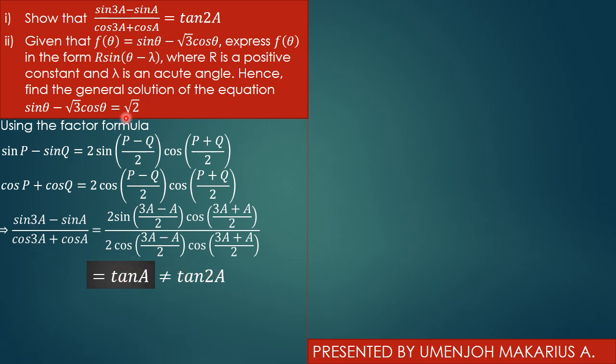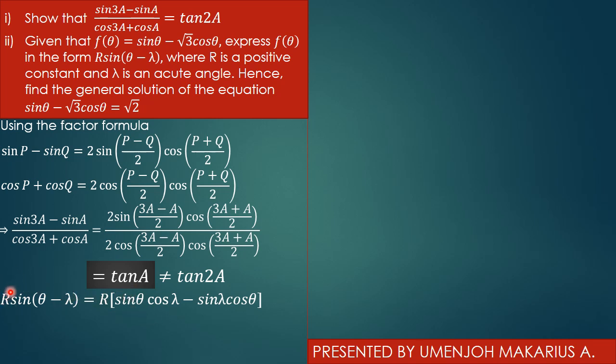Great. Then, friends, the next part wants us to express f of theta, which is the same as sine theta minus the square root of 3 cosine theta, in the form r sine of (theta minus lambda), where r is a positive constant and lambda is an acute angle. So friends, let's start.